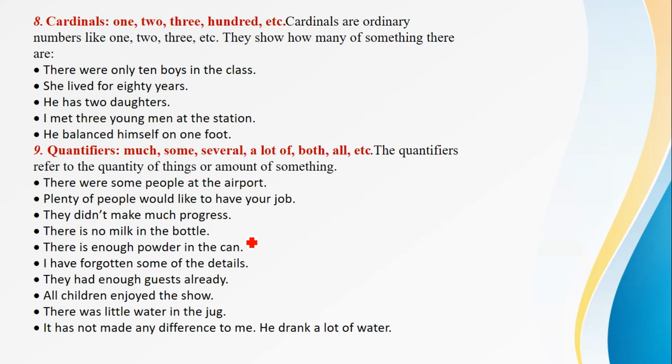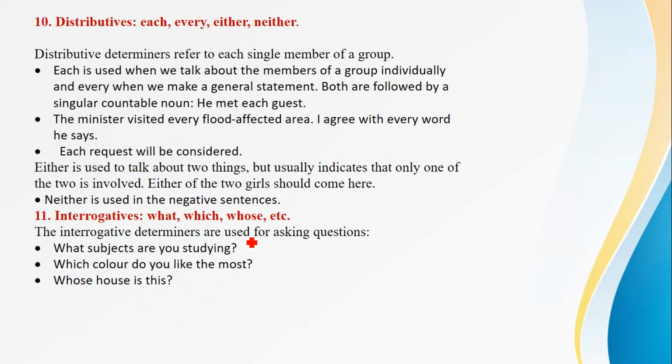Next, distributives. Each, every, either, neither. Distributive determiners refer to each single member of a group. Each is used when we talk about the members of a group individually, and every is used when we make a general statement. Both are followed by a singular countable noun. Now when we use each and every, we are referring to a single member of a group, and we use these with a singular noun. Either we use in positive sentences and neither we use in negative sentences.